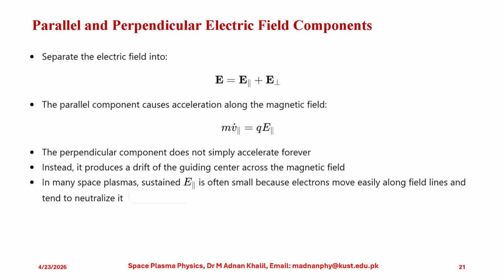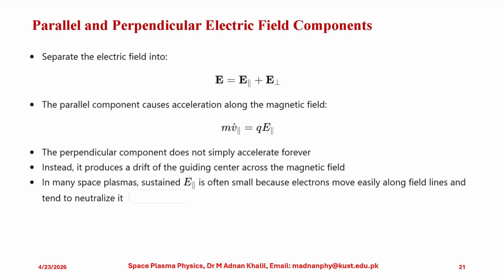The perpendicular component behaves differently. It does not simply accelerate the particle forever across the field. Instead, it changes the orbit in such a way that the guiding center drifts across the magnetic field. This is one of the most important conceptual lessons of the lecture. In a magnetized plasma, an electric field perpendicular to B does not simply cause straight-line acceleration. It modifies the gyration and produces a sideways drift.